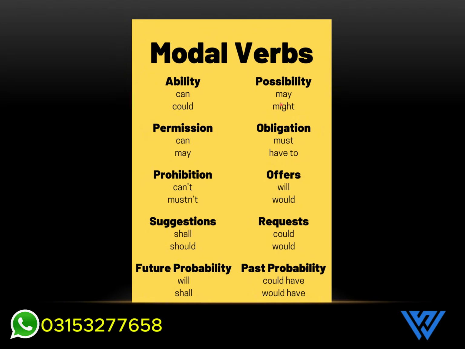Possibility can be shown by using may and might. For example, I may cook pasta today. Permission. You can say, you can cook pasta today. And then obligation. Obligation means you have this obligation, you have to do this. So must can be used as obligation, as you must wear a helmet while driving. You have to wear a helmet while driving.